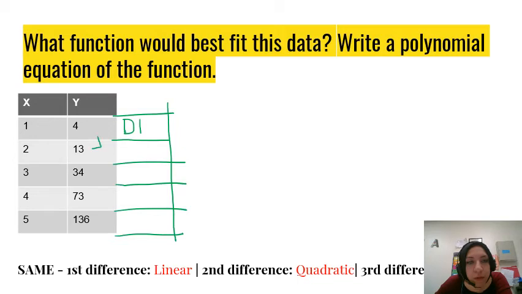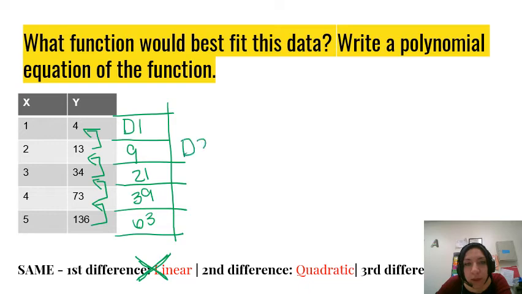So if I do the first difference, 13 minus 4, I get 9. 34 minus 13, that gives me 21. 73 minus 34 gives me 39. 136 minus 73 gives me 63. And I see that the first differences are not all the same number. So therefore, I'm going to rule out that this could be a linear function.